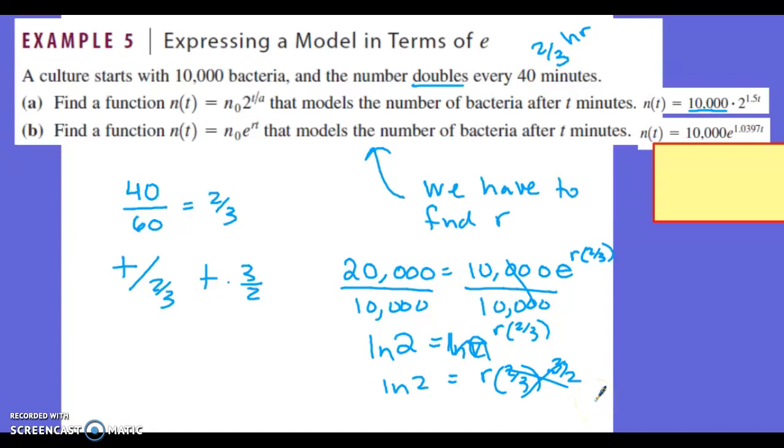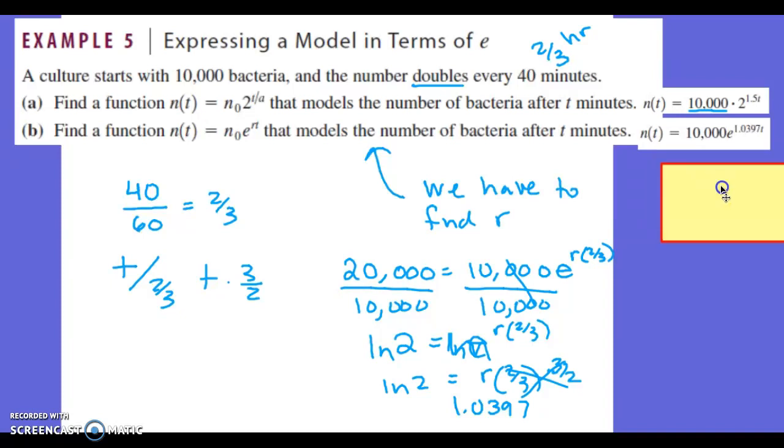So I'm going to go to my calculator. I'm going to type in ln 2 times 3/2. I'm putting 3/2 in parentheses, and that's giving me 1.0397, and that's going to be my rate.